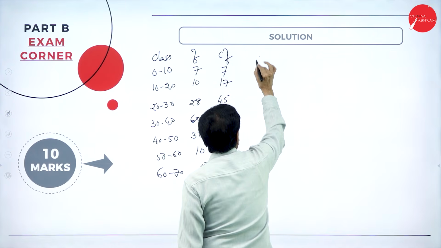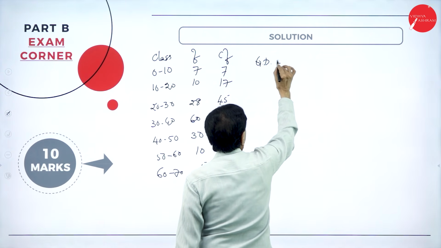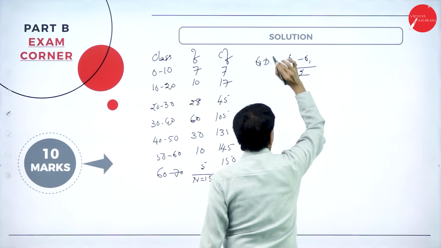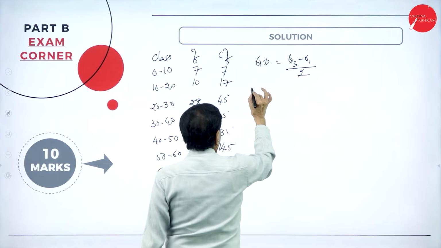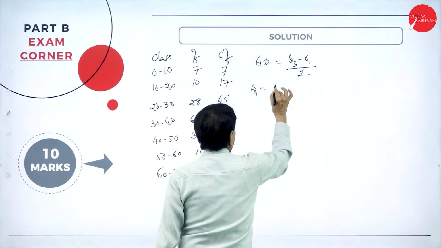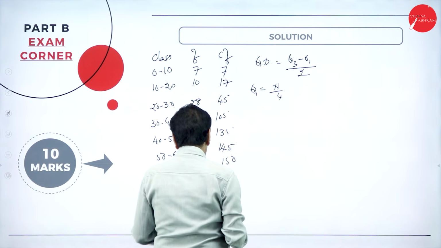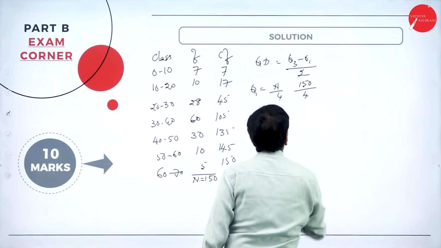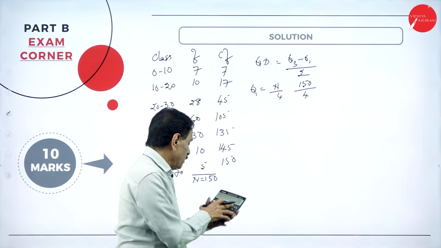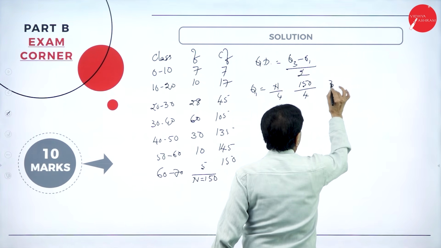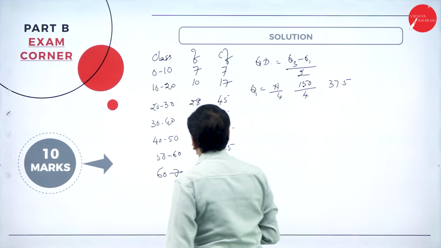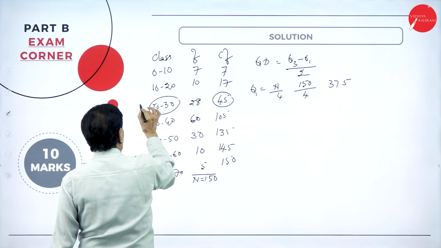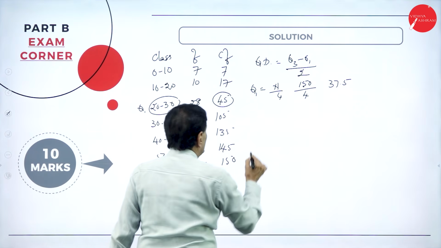Steps. Quartile deviation is equal to Q3 minus Q1 divided by 2. First one, we require Q1. Q1 is equal to n by 4. What's your n? 150 by 4, 37.5. Find 37.5 in CF. It comes under 45. Here Q1.